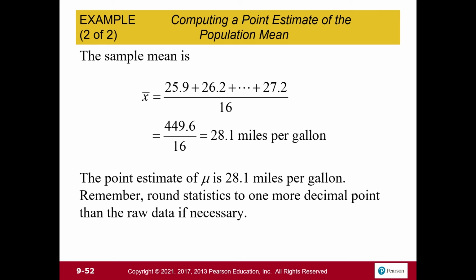Out of all of those 2014 cars that were ever produced, we believe that it's near 28.1. We know it's not exactly 28.1, but it can't be too far off, especially if our sample is a random sample. And another note here is that we've approximated our mean to one decimal place. You always want to take it out to one more place than the raw data. So in our case, we actually got 28.1.